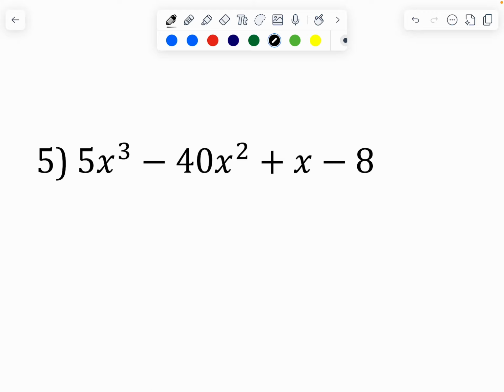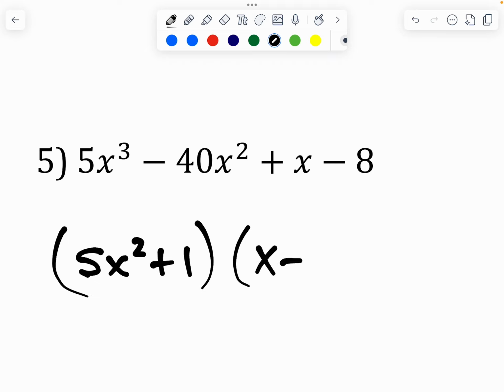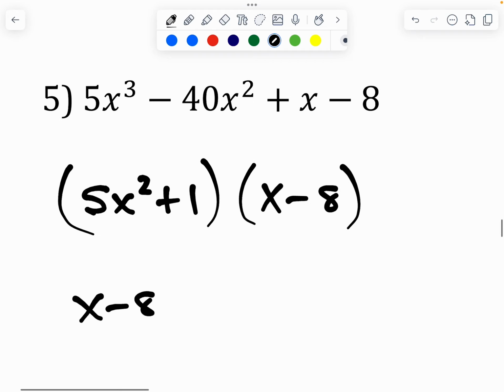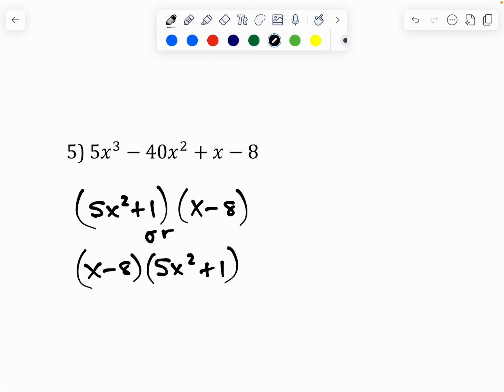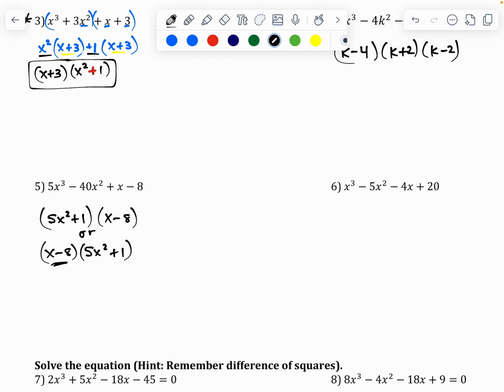So you can pause the video for a couple minutes and work through those and see what you get. All right, number 5, the final answer is going to be 5x squared plus 1 and x minus 8. And again, these are interchangeable. Most of the time, I would have written it as x minus 8 because that's the common factor, and 5x squared plus 1. It doesn't really matter which way you write it as long as both factors are correct, okay? And I wrote that one that way on purpose so that you could see it. I always like to write the GCF one first, the one that's common, and then write what's left as the second one. But it doesn't really matter.